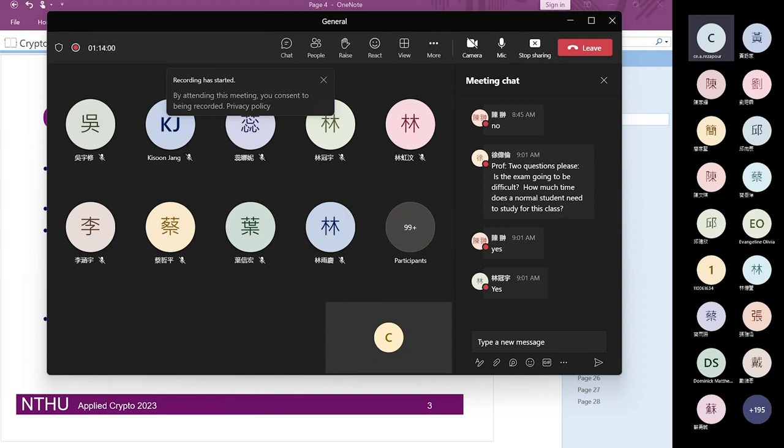So normally, if you really understand the material for this class, you wouldn't have any issue getting a very good grade on the exam. I can't really tell how much students would study for this class. It really is subject to how much background knowledge they have on cryptography. So that would really depend on you.